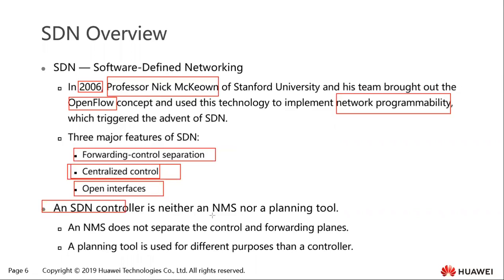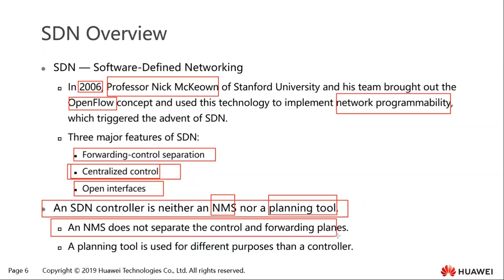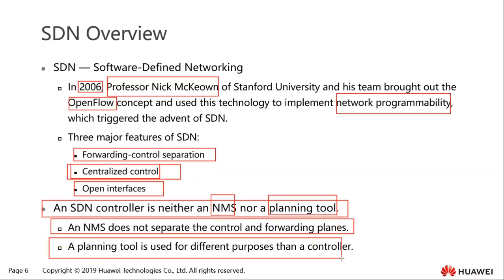Now, it is important to note that an SDN is not a network management system nor a planning tool. No, it is not. Why? Because an NMS does not separate control and forwarding planes, and a planning tool is used for different purposes than that of a controller.